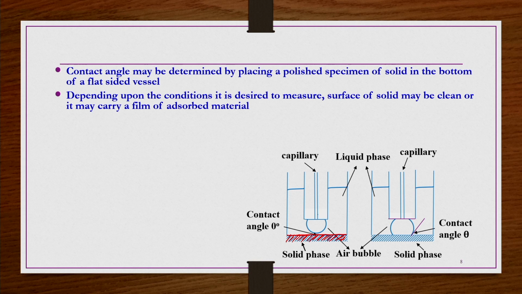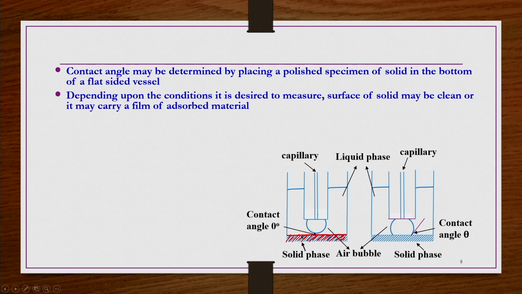If you want to measure the contact angle for the pure solid phase, then there should not be any kind of film on it. If you want to find out the contact angle of the film, then the solid surface should be carrying a kind of adsorbed film material.